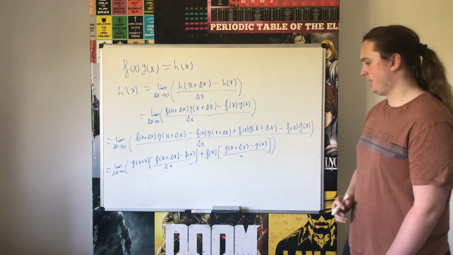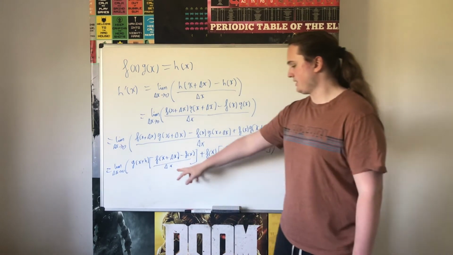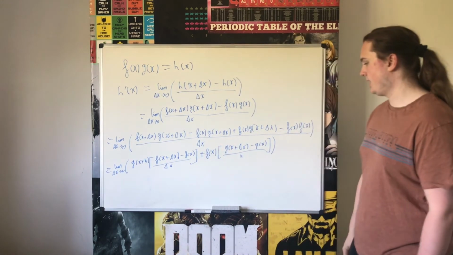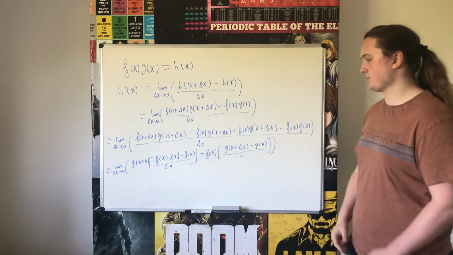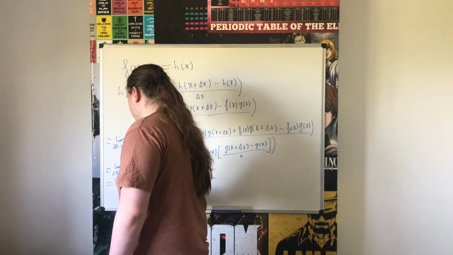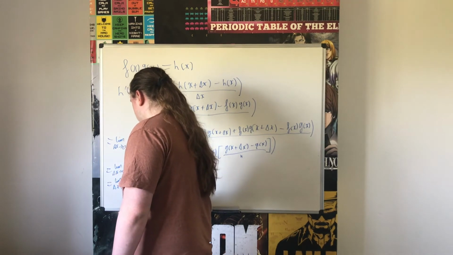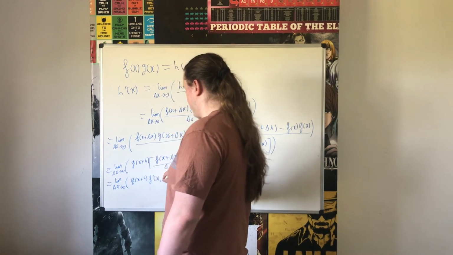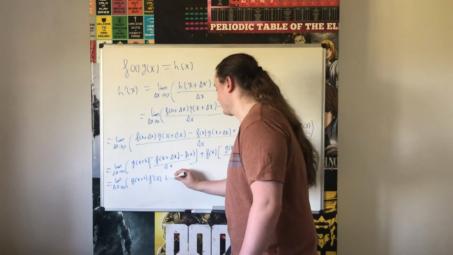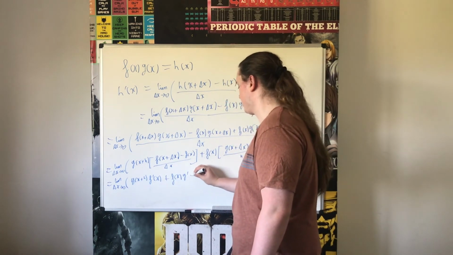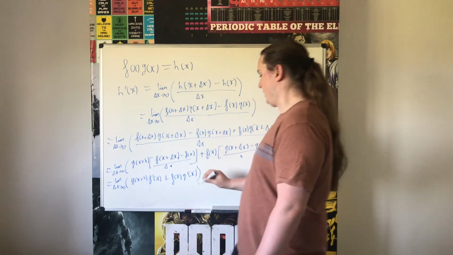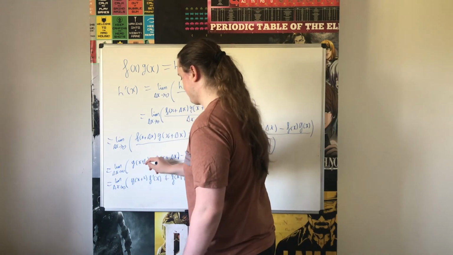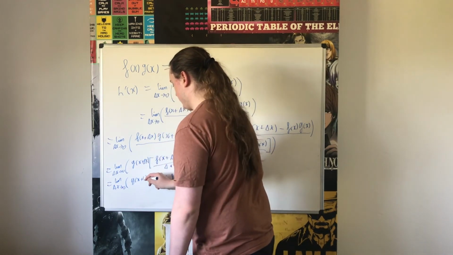Now what we notice here is that this is just the definition of the derivative of f of x from first principles, and this is the derivative of g of x from first principles. So what we can say is that this is the same as the limit as delta x approaches 0 of g of x plus delta x times f prime of x plus f of x times g prime of x. And finally, we know that this should have been a delta x, and this should have been a delta x.